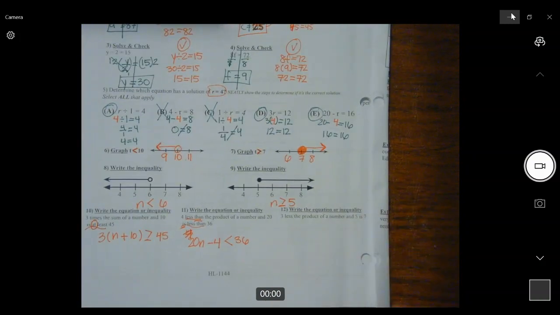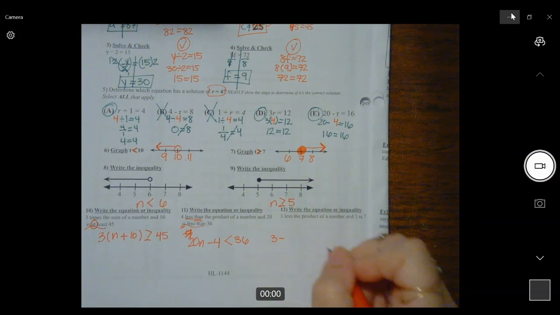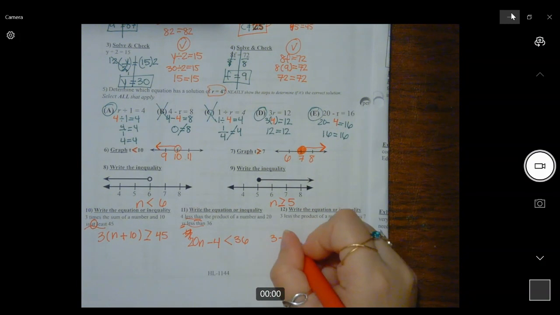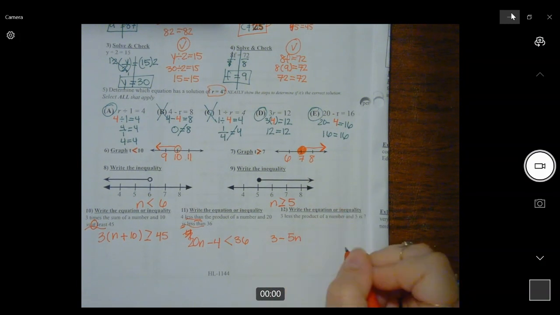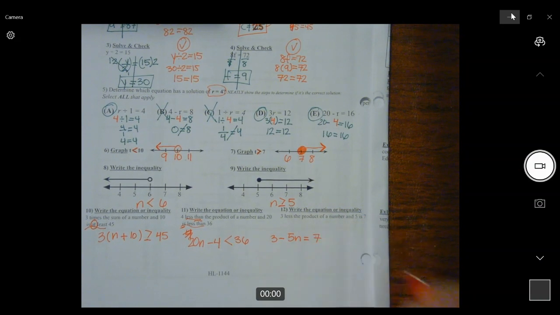Okay, last one. Let's see how we did. 3 less, so just 3 minus what? The product of a number and 5. So 5 is being multiplied with some number, and that is, so equals 7.